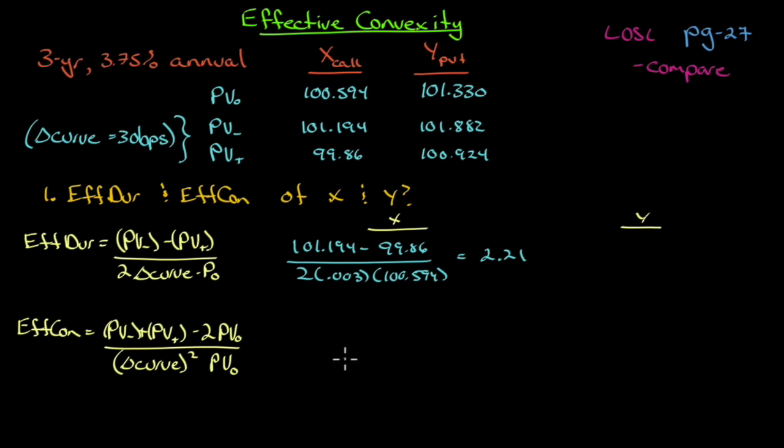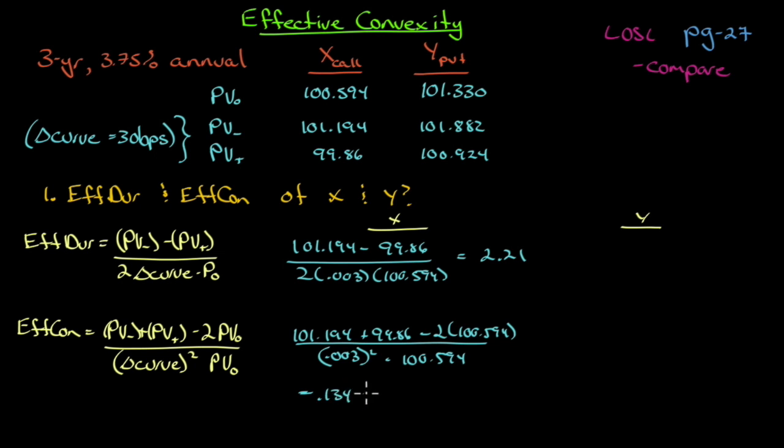Now let's do effective convexity for this bond. We have 101.194 plus 99.86 minus 2 times 100.594 over 0.003 squared times 100.594 will give us a negative 0.134 over 0.0009, which gives us negative 148. So we see that we have a negative result here, which is in line with what a callable bond can have. It can have negative convexity at low rates.